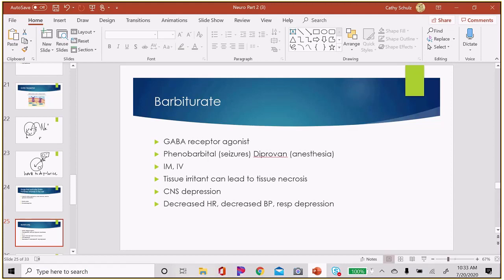Is the barbiturates. And phenobarbital is the medication, it's an old medication for seizures. They still give it to dogs and such if they have a seizure disorder. A barbiturate, Diprivan. There are other similar barbiturates that are used for anesthesia. This medication could be given IM or IV. It is a tissue irritant or a vesicant, so you have to be careful with the IV site. And it can bring down heart rate, blood pressure, and lead to respiratory depression. Anyone that is receiving general anesthesia is generally intubated and placed on the ventilator because they're going to lose their drive to breathe.